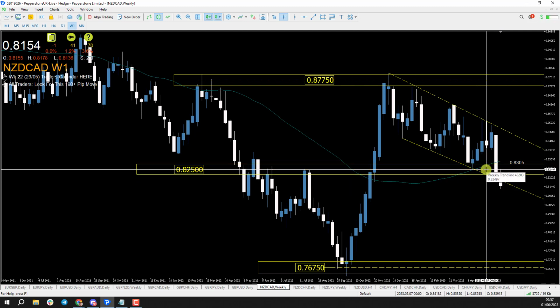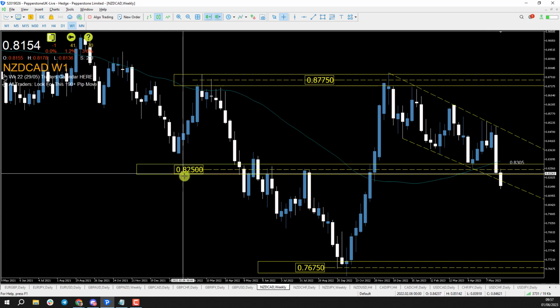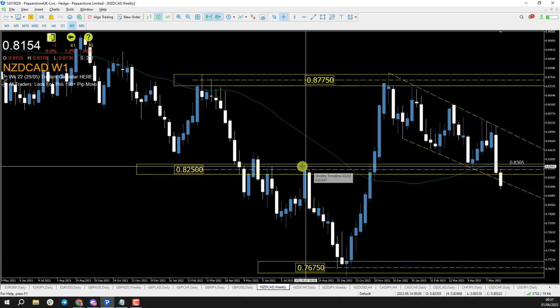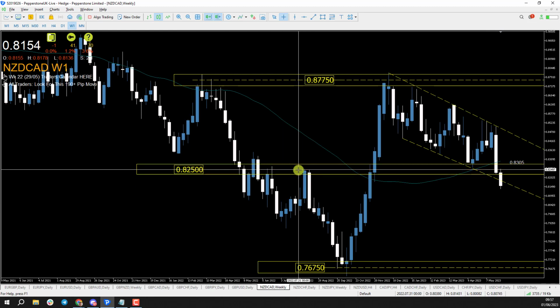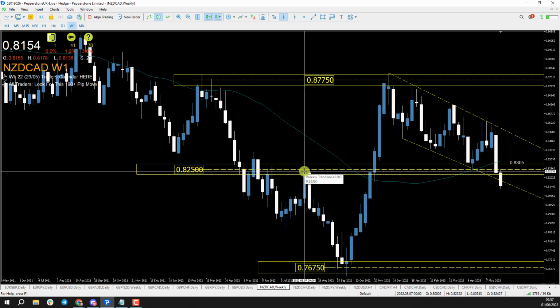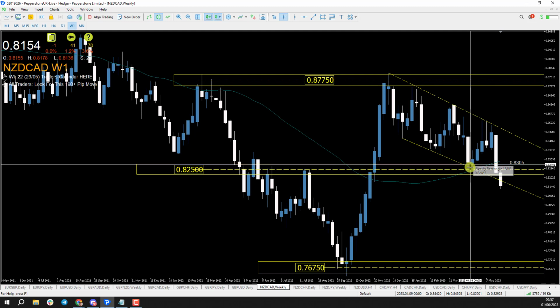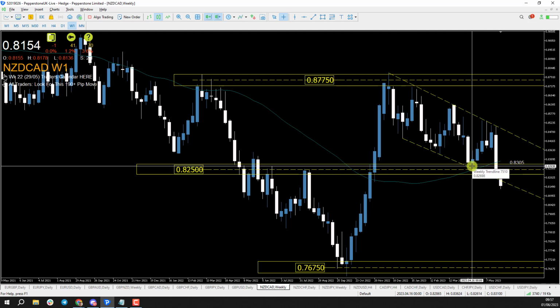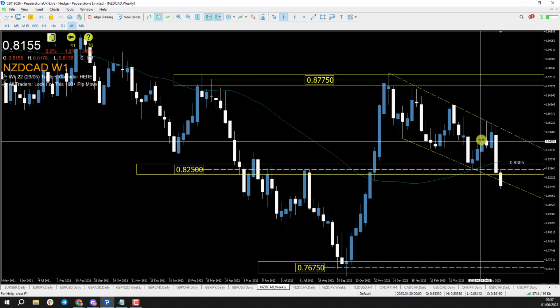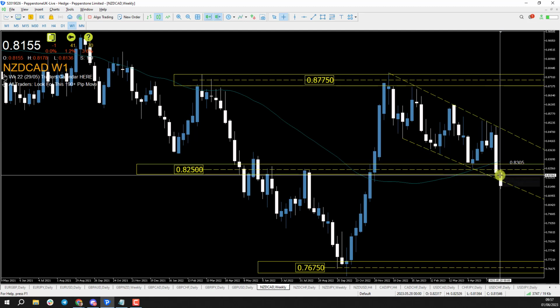So we've got the horizontal support at 0.8250, which is formed basically through these highs here, and this aggressive high that formed back in August of 2022. We're back there again. Price did find support here most recently in April, the 16th of April, and we did rally back up to the upside before coming lower again.